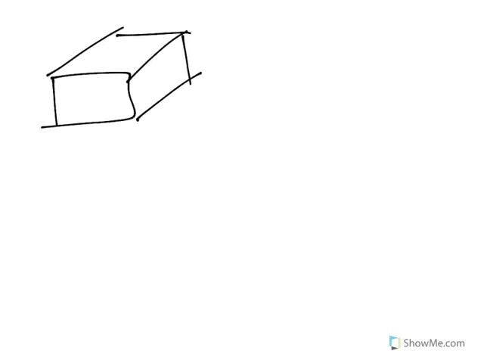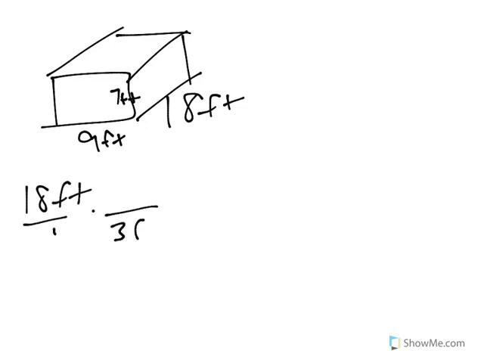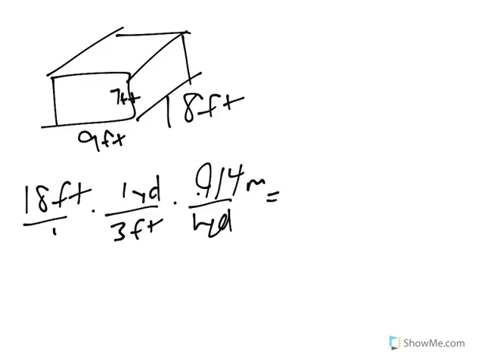Now, I do want to point out that at the very beginning, when we had this, 18, 9, and 7, all in feet, you could have started by changing all the feet to meters, right? So for 18 feet, you'd say there are 3 feet in 1 yard, and 1 yard is 0.914 meters, which gives 5.484 meters.